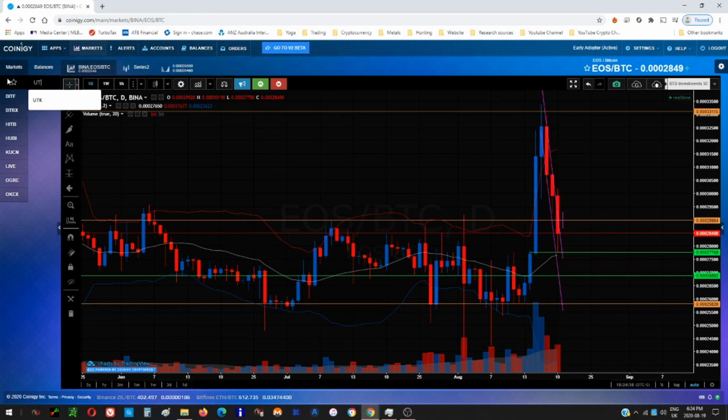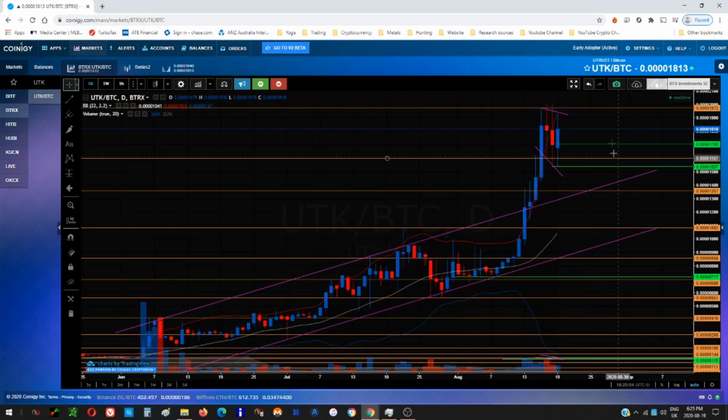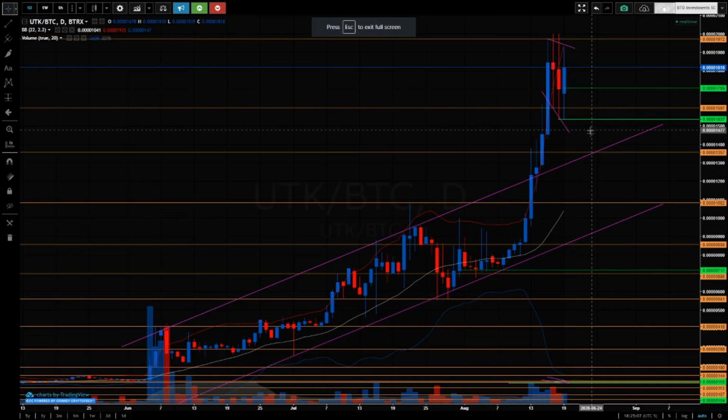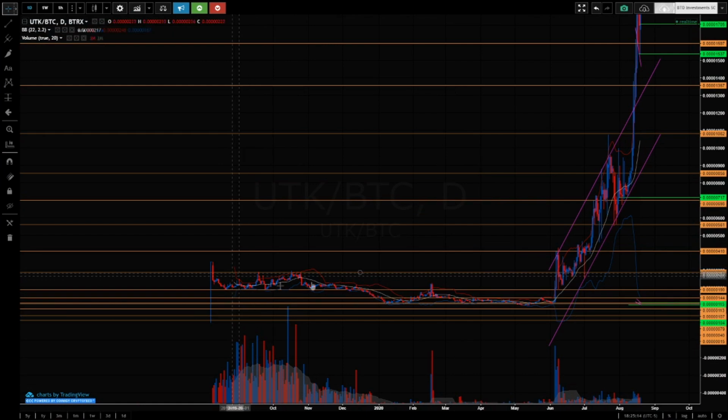The next one is UTK. This one is in my model portfolio. So this started off and basically just consolidated. And then it's had the big push off with the volume spike.